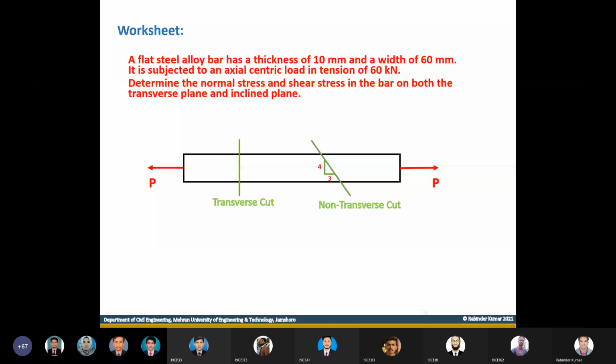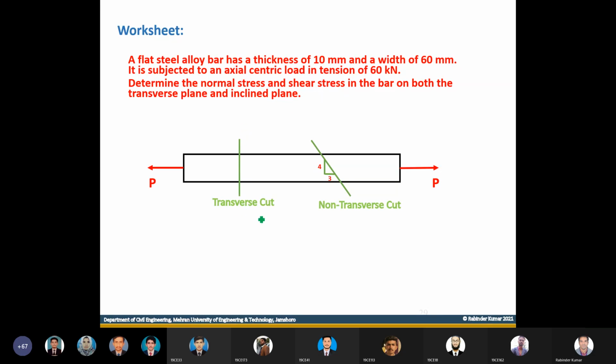So this is just a simple question, do it and show me the answers. A plate steel alloy bar has a thickness of 10 mm and a width of 60 mm. It is subjected to an axial centric loading in tension of 60 kN. Determine the normal stress and shear stress in the bar on both transverse plane and inclined plane.